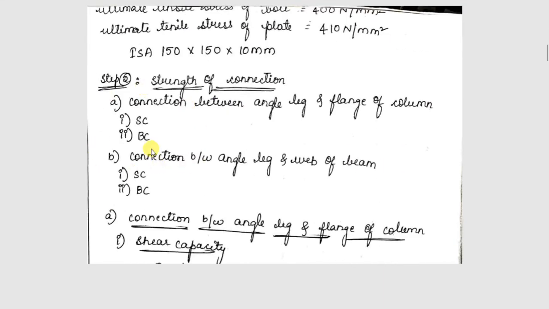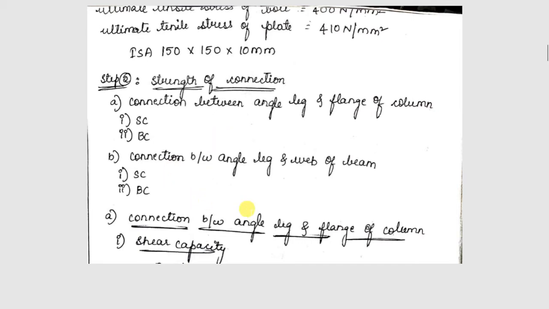So this will be the position now. You have two connections. The connection between angle leg and flange of column, where you will be finding the shear capacity and bearing capacity. And the other connection is between angle leg and web of beam, where you are also calculating shear capacity and bearing capacity. The least of all these four values will be the load that can be transferred from beam to column.